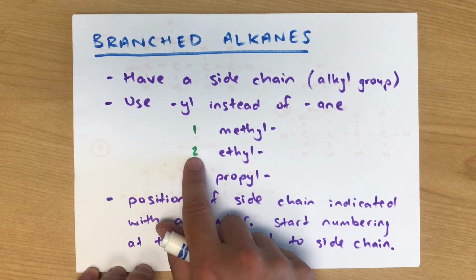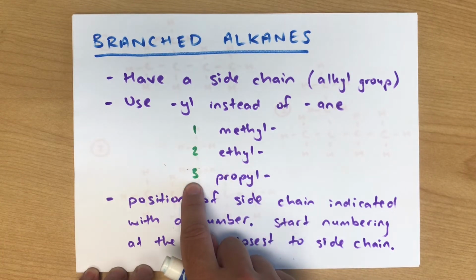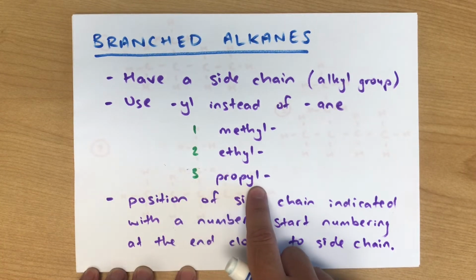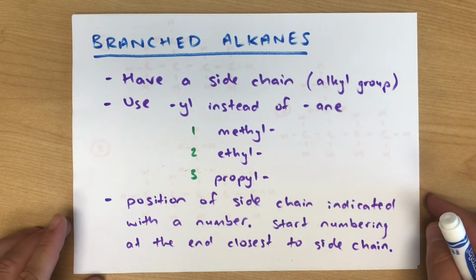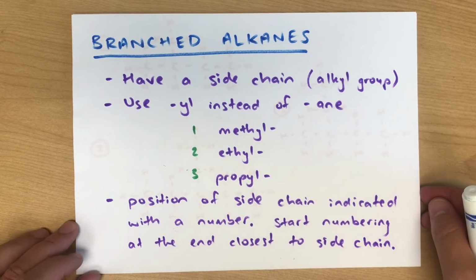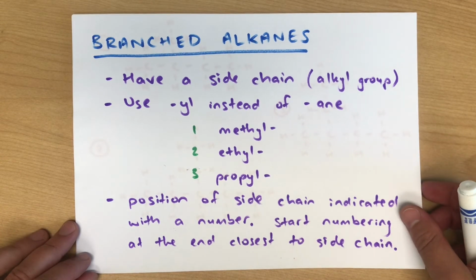A 2-carbon side chain would be ethyl. A 3-carbon side chain would be propyl. We also have to note the position of the side chain with a number. And we always start numbering at the end that is closest to the side chain. Let's have a look at some examples.